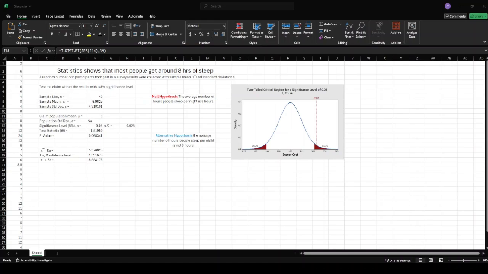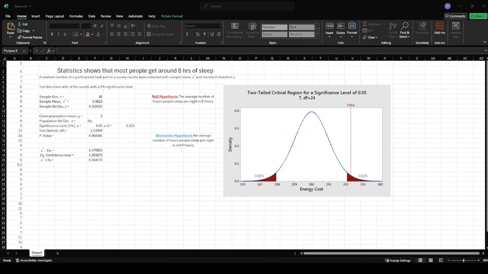If my p-value is less than 0.05, that means that our data shows people likely sleeping a different amount than 8 hours on average. But if my p-value is more than or equal to 0.05, it means that I don't have strong evidence to say people sleep differently from 8 hours on average.